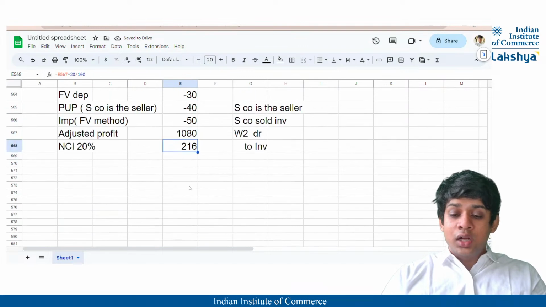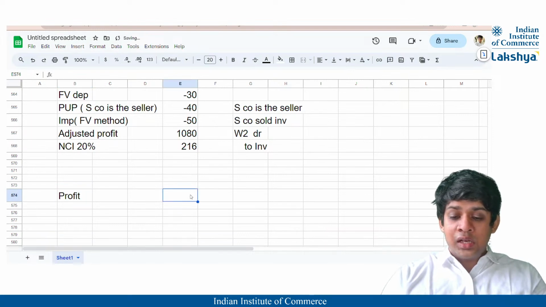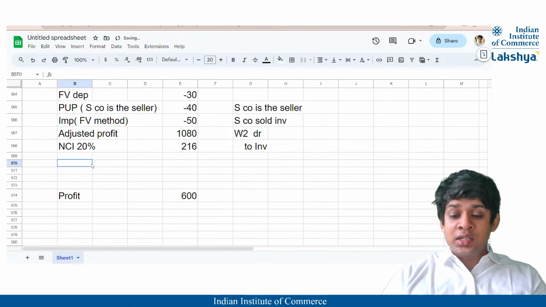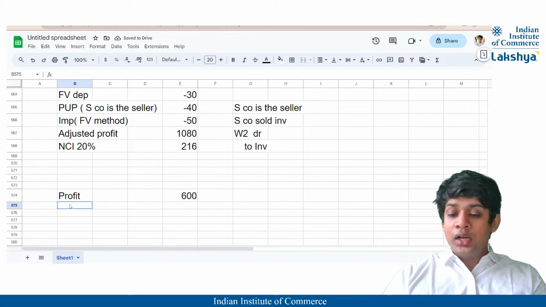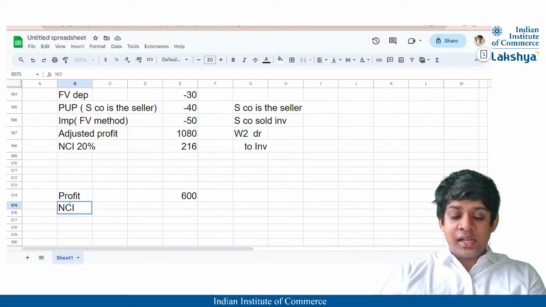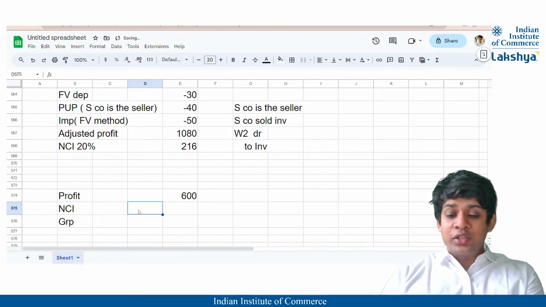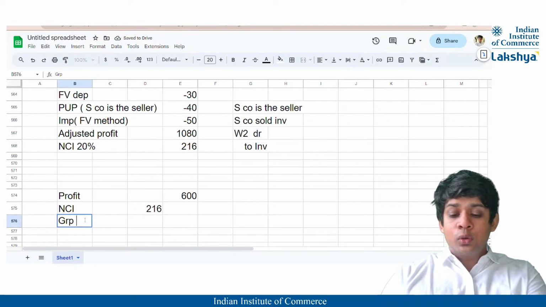So maybe say when you prepare the consolidated profit or loss, the consolidated profit that you get is 600. So this is the consolidated profit or loss you have prepared, in which you get the profit of 600, right? So it will be attributable to the NCI and to the group. How much will be allocated to the NCI? 216 we've already calculated, so 216 will be stated here. And to the group will be nothing but the balancing figure, right?